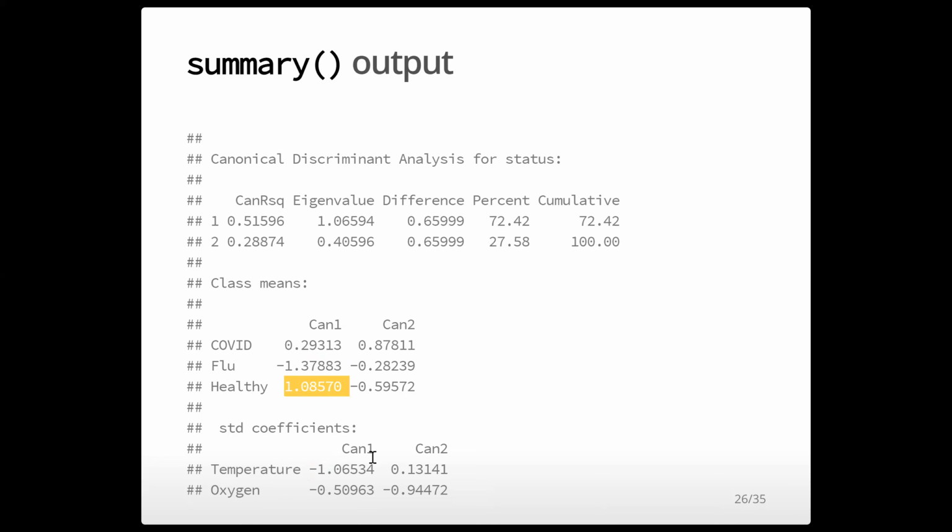So it makes sense that temperature is really driving this, but we're getting some information out of oxygen here as well. But for the second one, we see that oxygen is really driving the second one, which is why we're getting COVID separated out really well by the second discriminant function, because we know that that was the big thing that was different about COVID, was the lower oxygen.